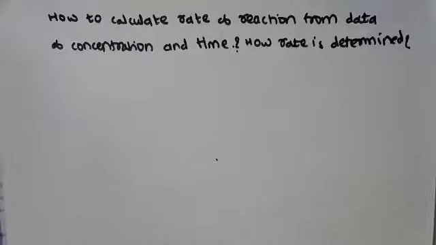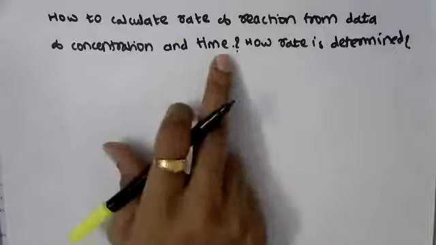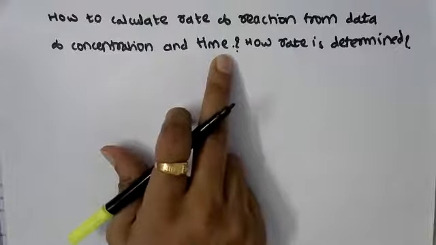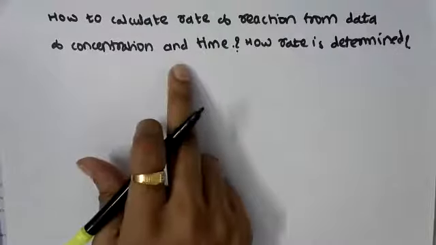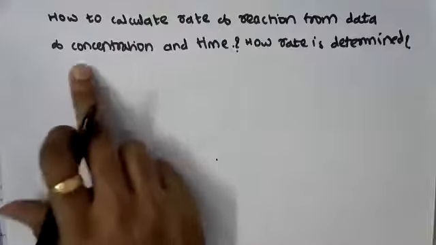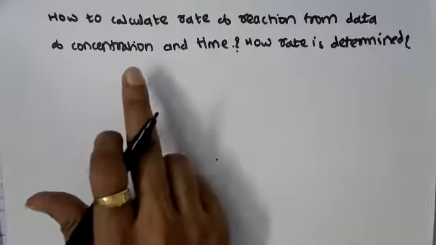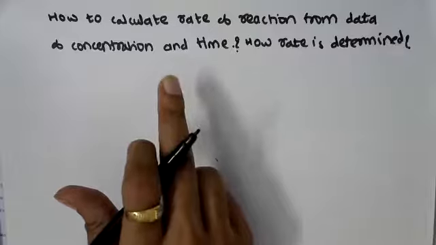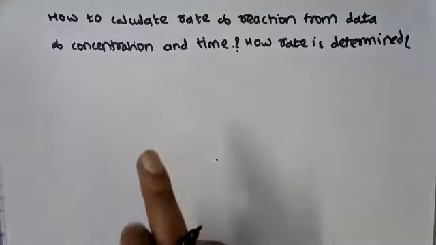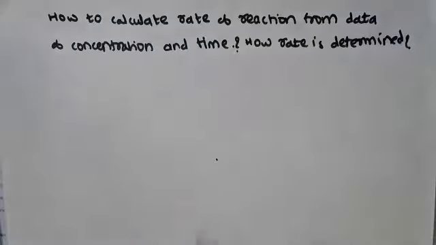Now, in this session, we will try to understand how to calculate rate of reaction from a data of concentration and time. Even though the discussion will be limited to calculating the rate of reaction from data of concentration versus time, the same method can be used if, in place of concentration, the value of partial pressure and time is known to us. Now, how to do it? Let us try to understand.